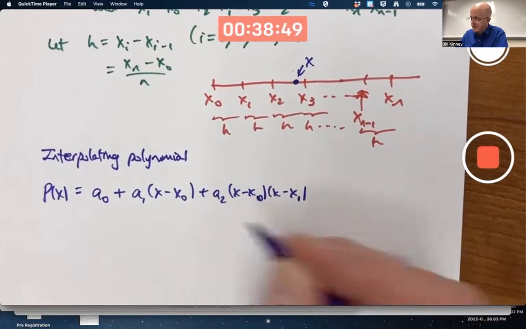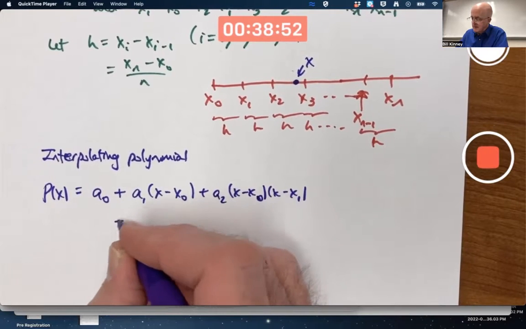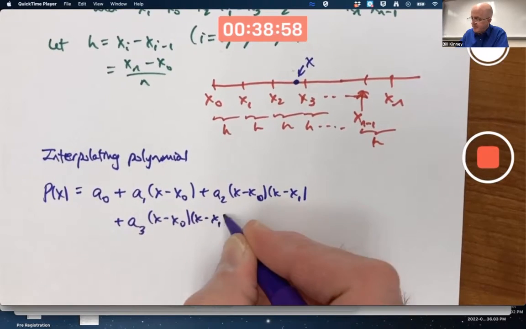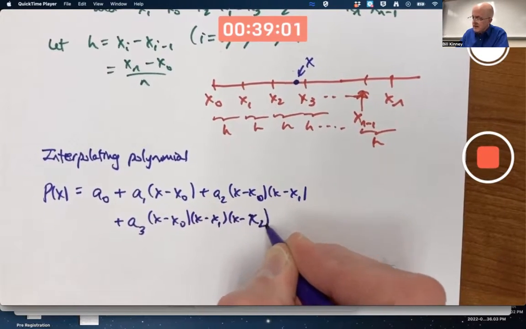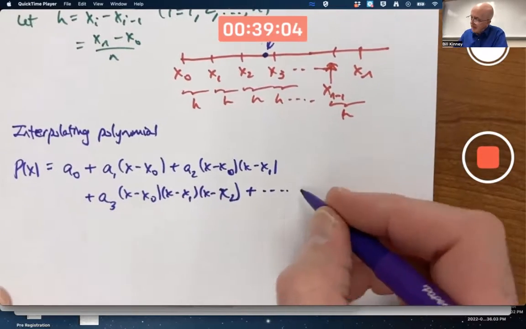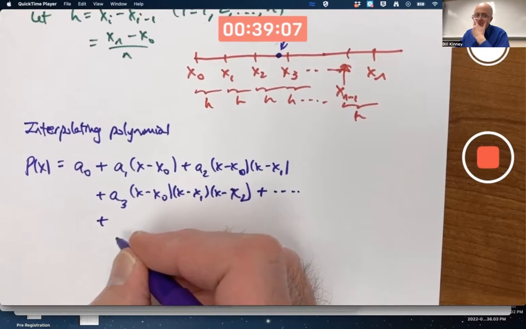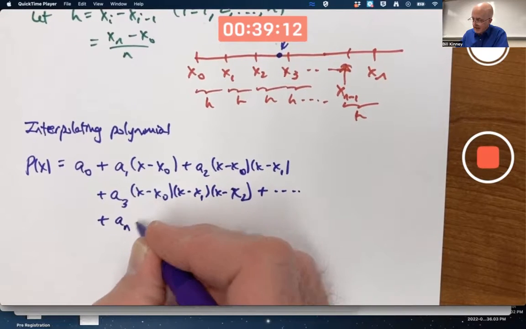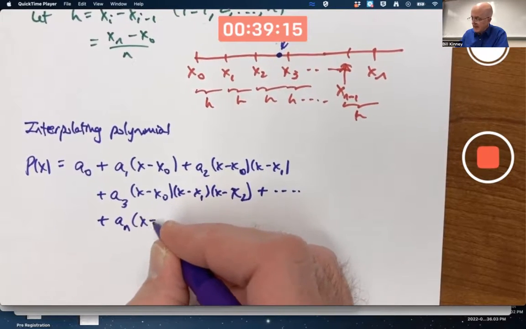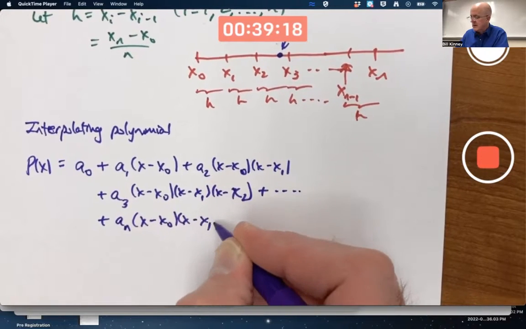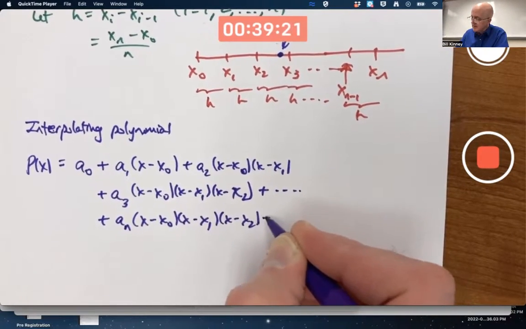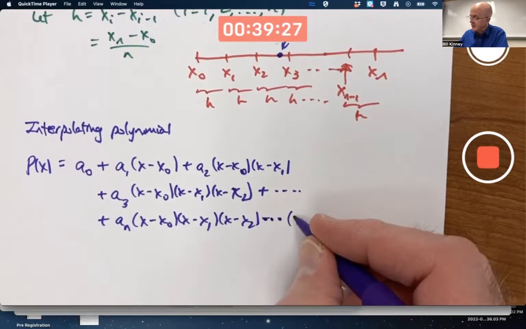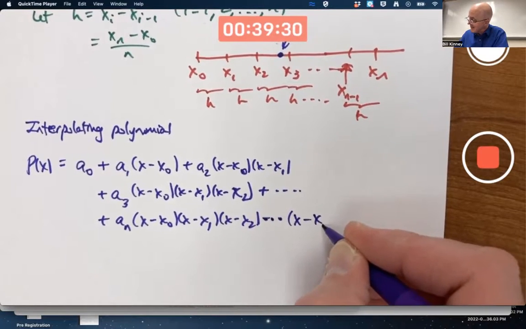And then that pattern continues with higher and higher degree terms. A3 times x minus x0 times x minus x1 times x minus x2, etc. And the last term was an nth degree, so its coefficient could be called an. It's got n factors, x minus x0 times x minus x1 times x minus x2, dot, dot, dots with those products. The last factor in this product is x minus, not xn, but xn minus 1.